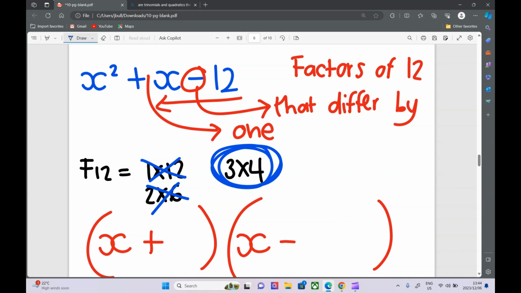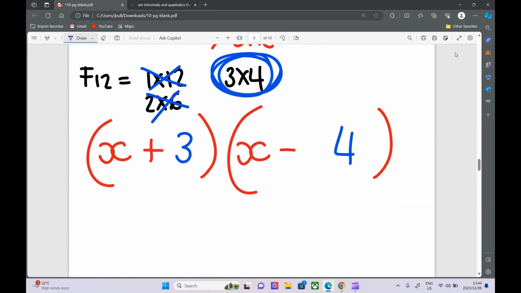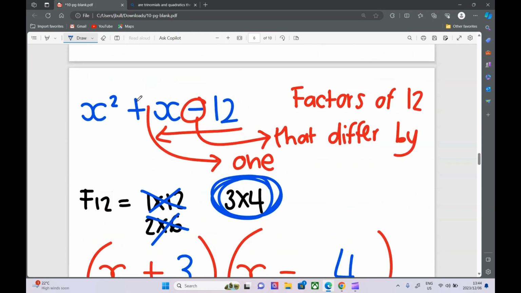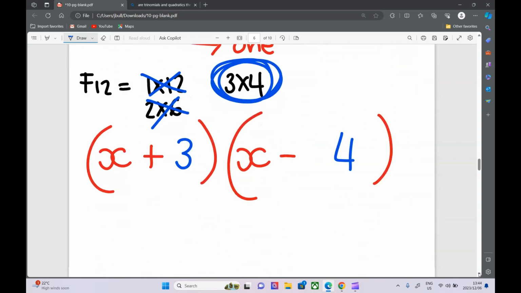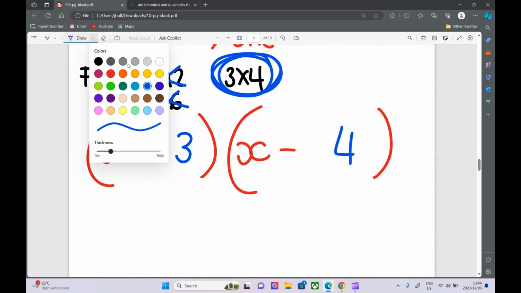Okay, so those are them. Like I said, we're not really sure what order they're going to go in, so I'm going to put them in just randomly like this. And what we're going to do is we have to do expanding to test if this is right. Okay, so let's expand to see if we get this x plus x minus 12. So if we expand this one really quickly.